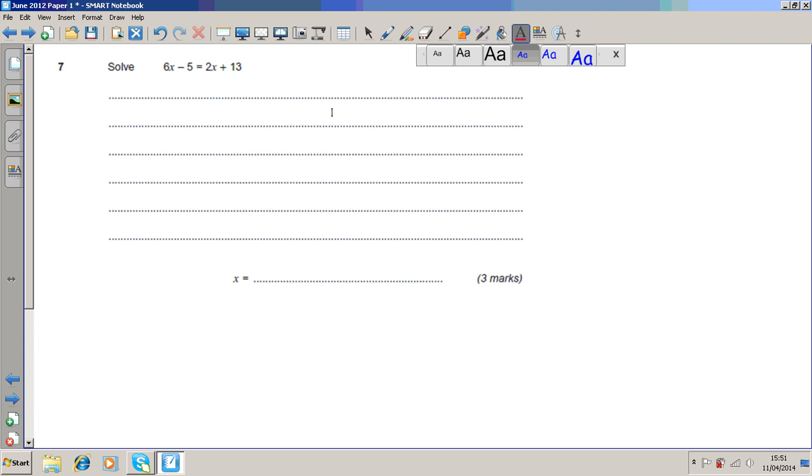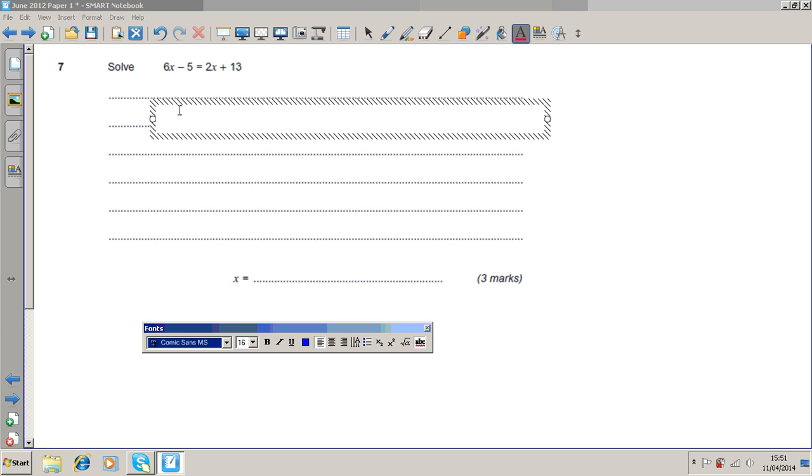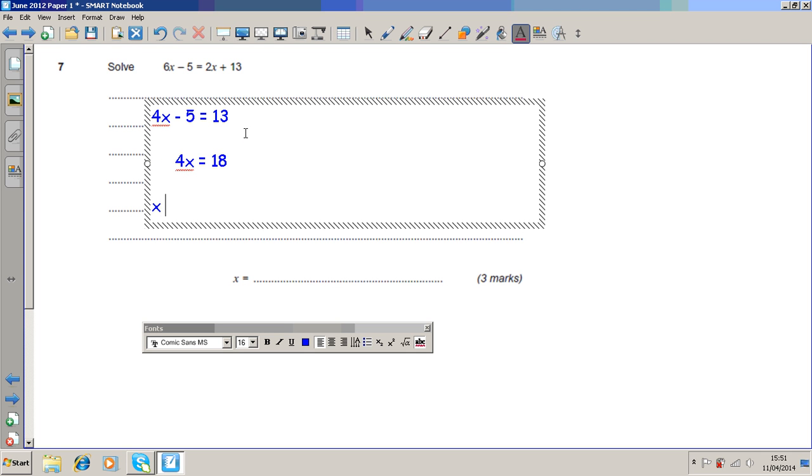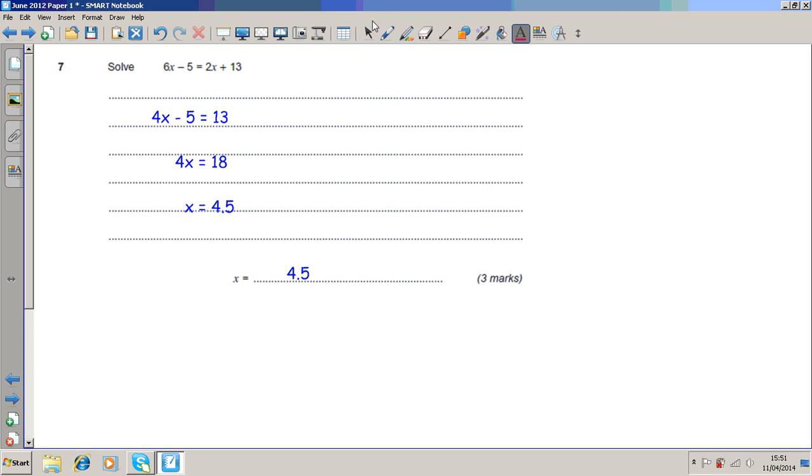Number 7, algebra, rock on. Right then, so get rid of your lowest amount of x's first. So get rid of 2x from this side, and from the other side. And now we want to get rid of the minus 5, so we're going to add 5 on. So that will add 5 onto both sides. And then divide by 4, well 18 divided by 4, it's a bit tricky. Whenever I divide by 4, just half it and half it. So half of 18 is 9, and half of that is 4.5. So your answer is 4.5.